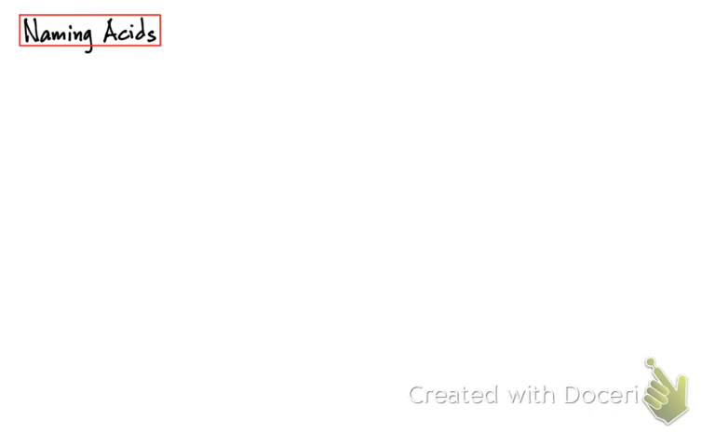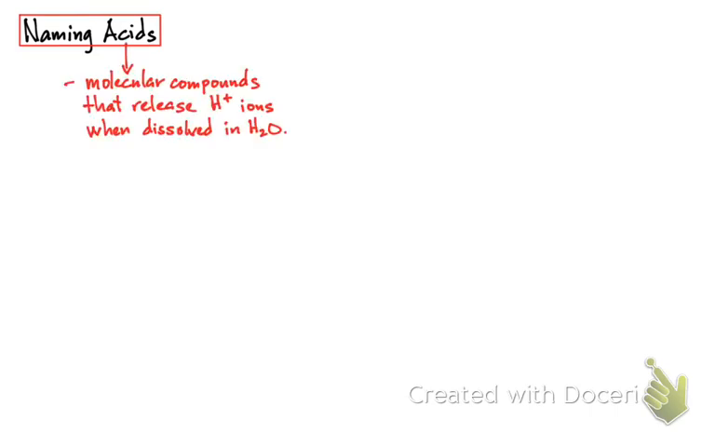All right, now let's take a look at how to name acids. So acids are basically an example of molecular compounds which release hydrogen ions when dissolved in water. For example, if you have hydrochloric acid, which is HCl, and you dissolve that in water, it would dissociate into hydrogen ions and chloride ions.